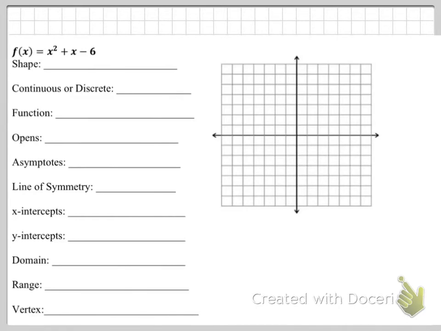So we are graphing and answering all these questions for x squared plus x minus 6. Hopefully you can look at this right away and answer what shape that is. You dealt with these a lot in Integrated 2. X squared plus x minus 6, that would make a parabola.